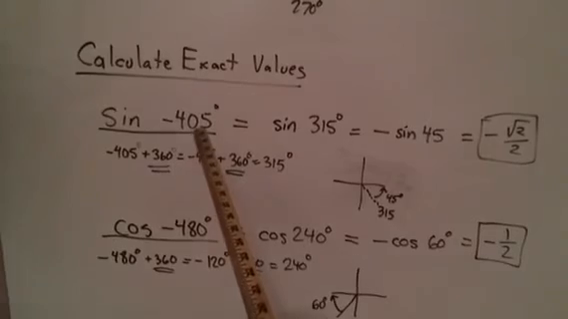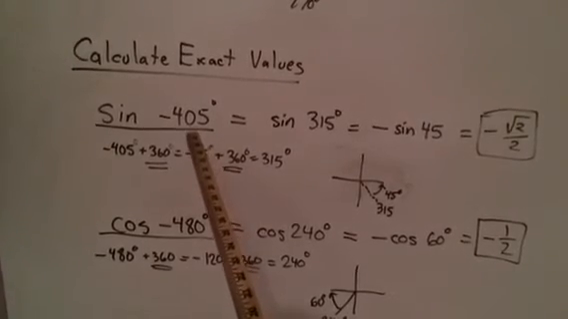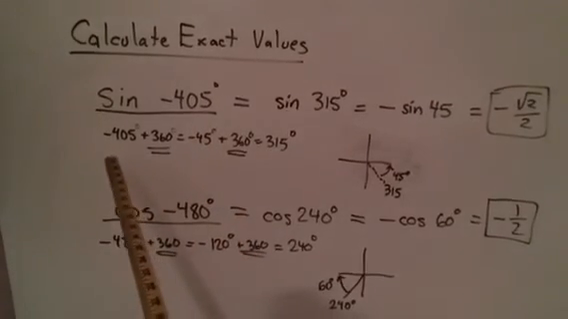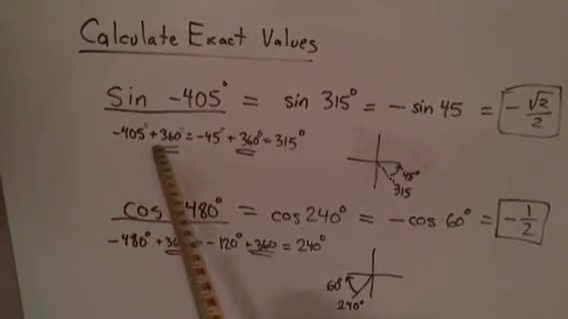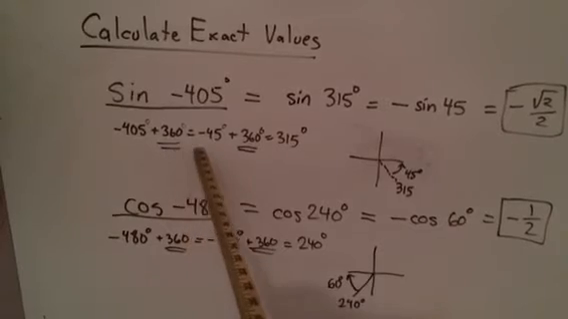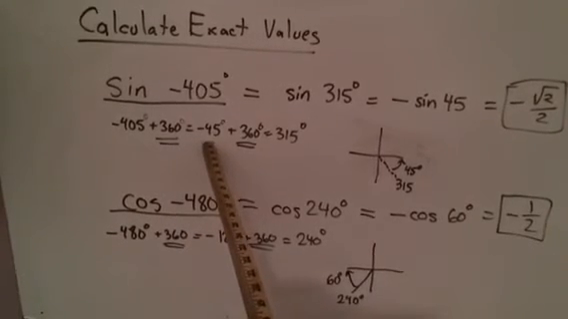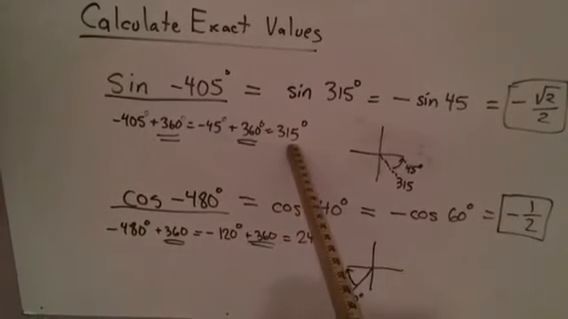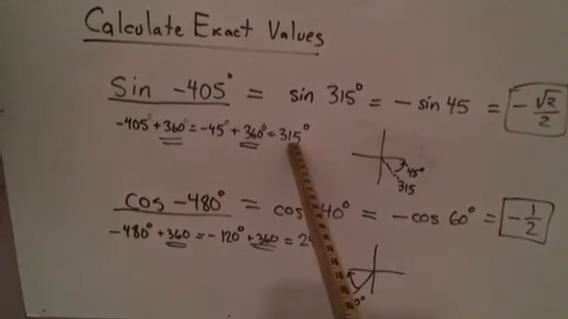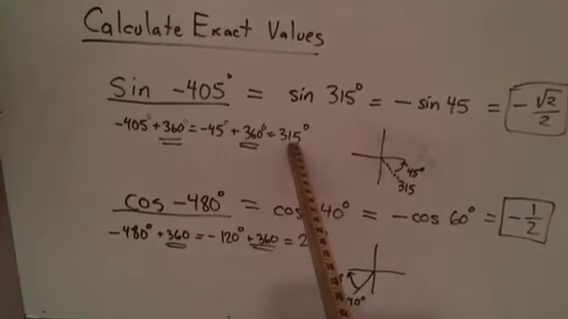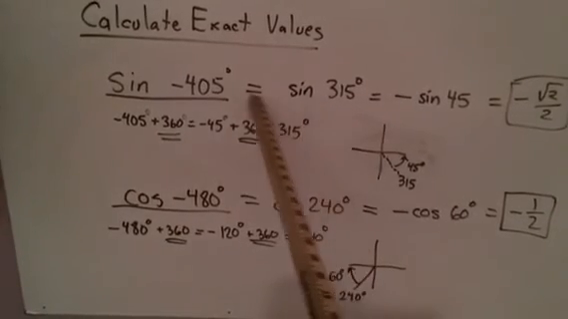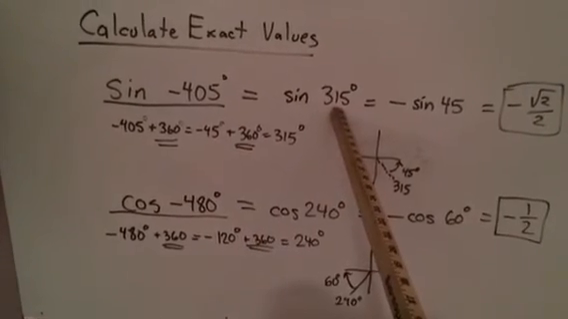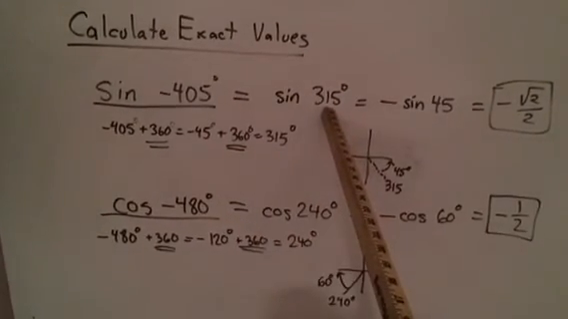In order to calculate exact values that are outside the 0 to 360 range, we must convert our angle to a number somewhere between 0 and 360, and then turn it into a reference angle. So negative 405 degrees, if I add 360 to it, lands at negative 45 degrees. And if I add another 360 to it, I land at 315 degrees. This angle is between 0 and 360. So the sine of negative 405 degrees is the same as sine of 315.